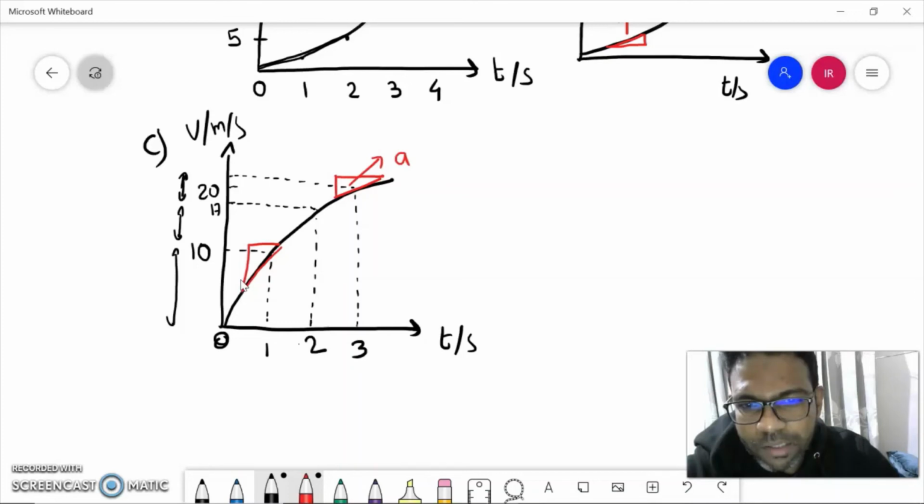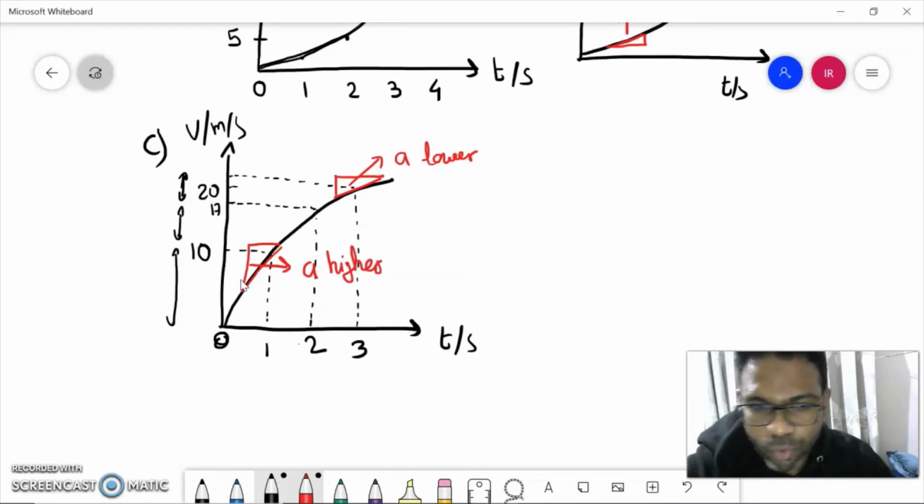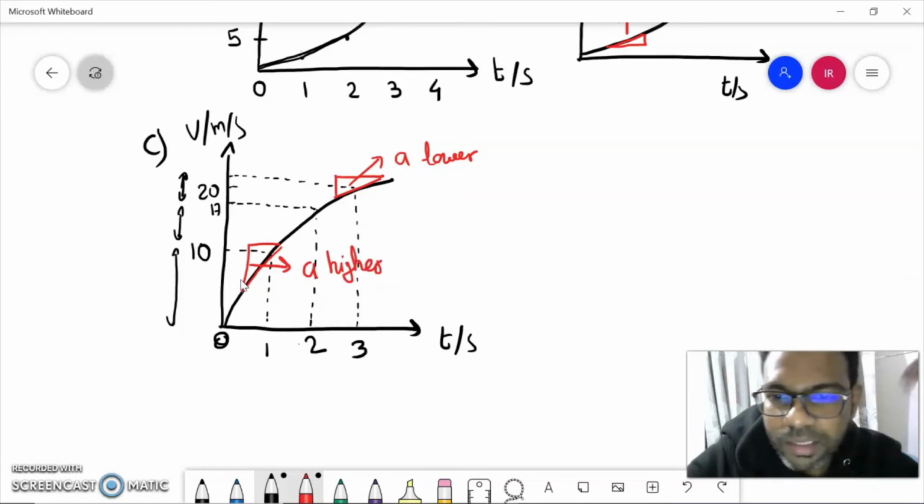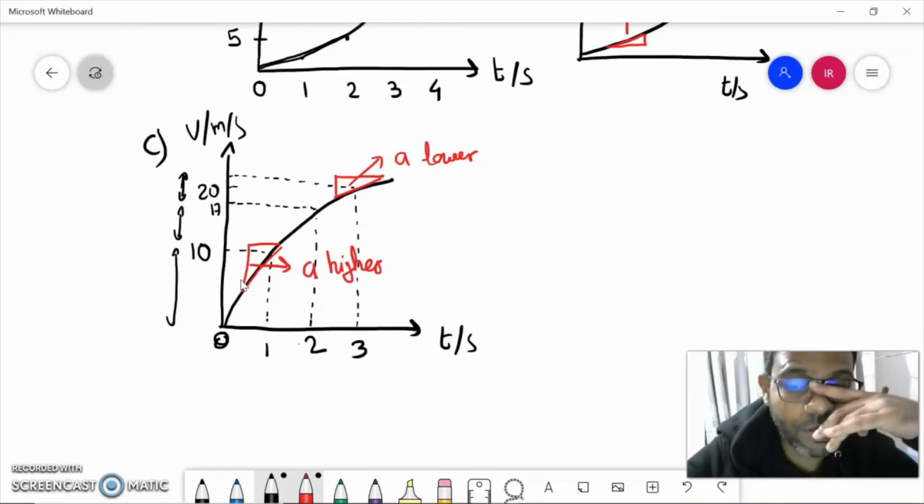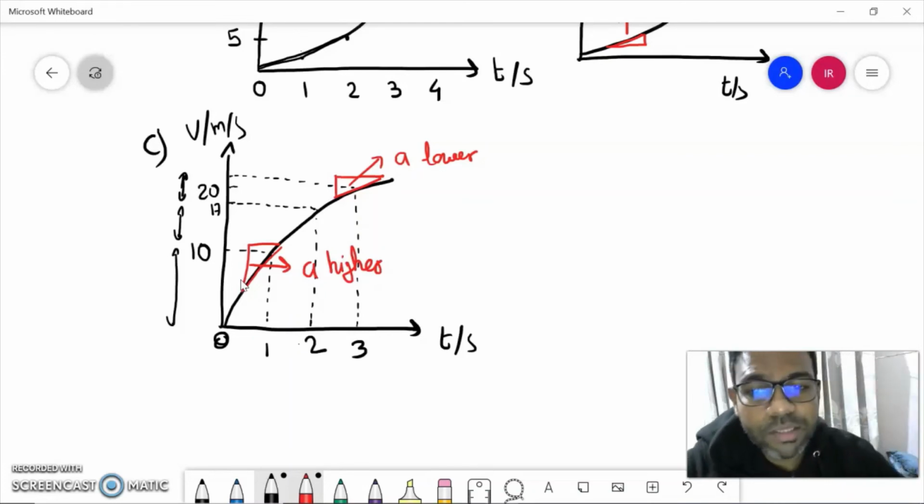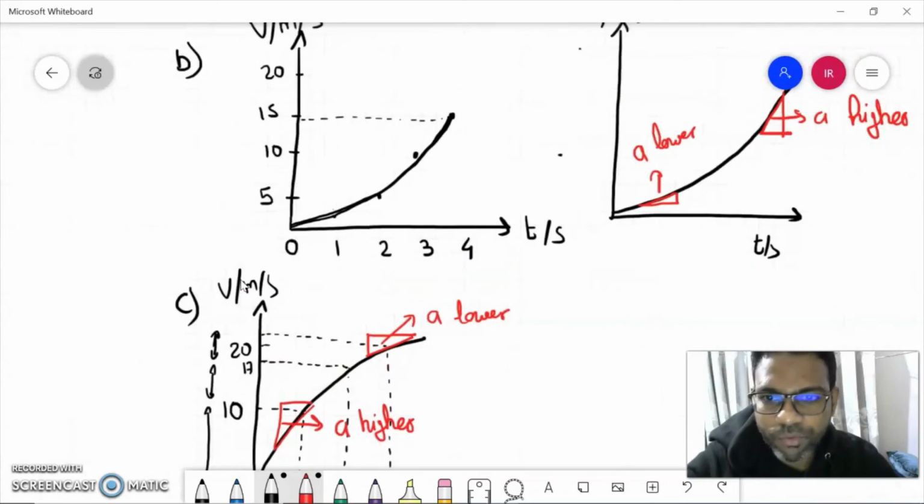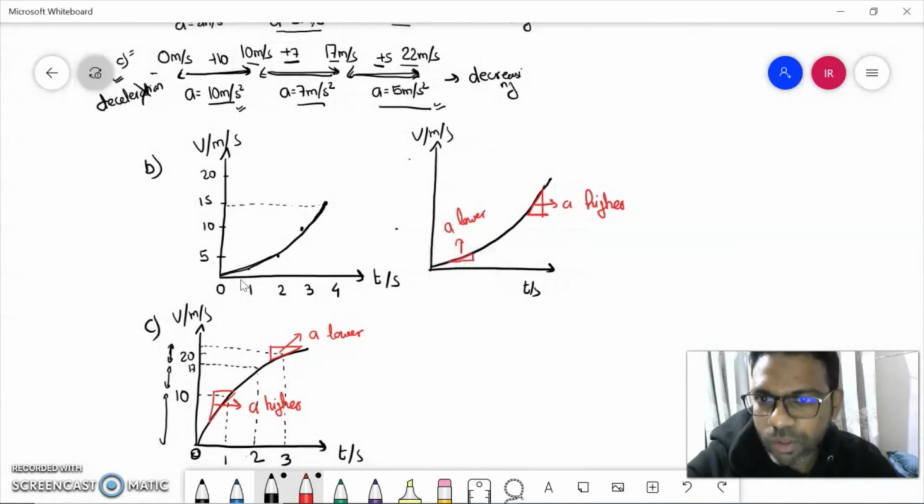That means the acceleration is lower at this point compared to the acceleration at this point. At this point, the acceleration is higher because the gradient is more. This is showing that the object's acceleration is decreasing. Keep this in mind. We say that the acceleration is decreasing. We cannot say that it's decelerating. Don't make that mistake of saying that it's decelerating. So these are the types of graphs that you have to understand when the object has a non-uniform acceleration.